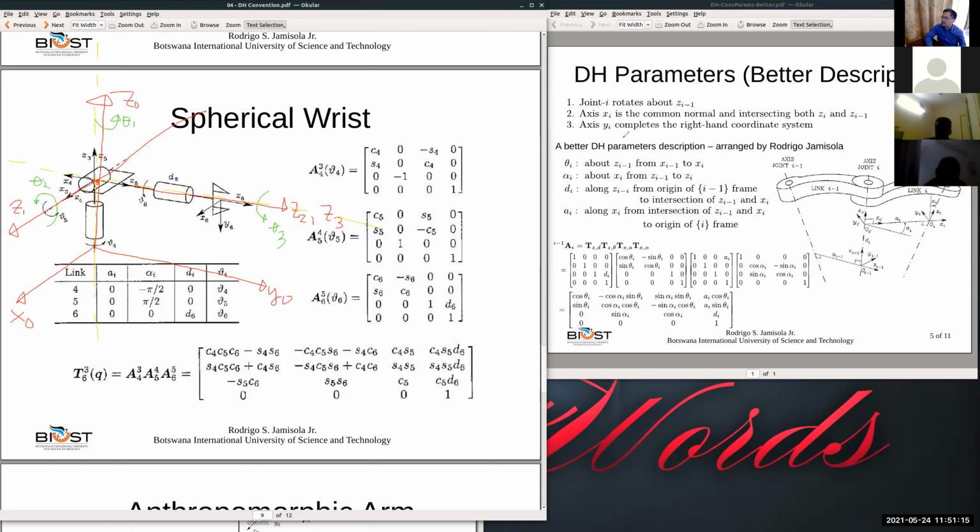But it should be perpendicular and intersecting also to Z0. Is this intersecting? If this X is intersecting Z0, if this is our X1, yes. It is perpendicular to Z0, yes. So this is okay. But what about this one? Is it intersecting? There, it's coincident. And is it perpendicular? No. So we cannot use this. So we erase this.